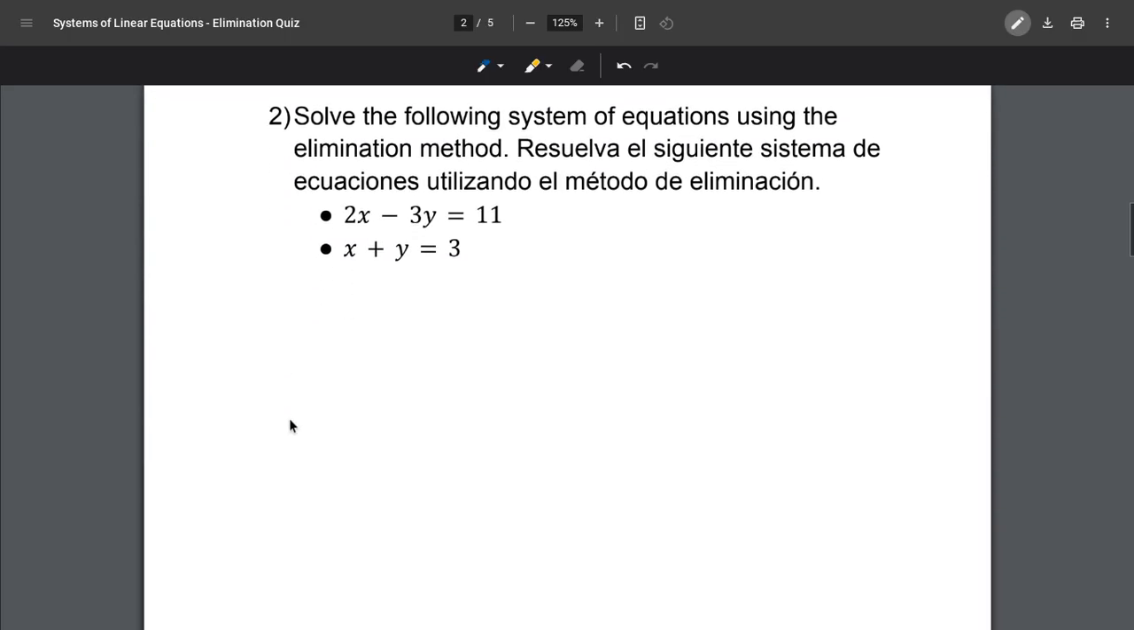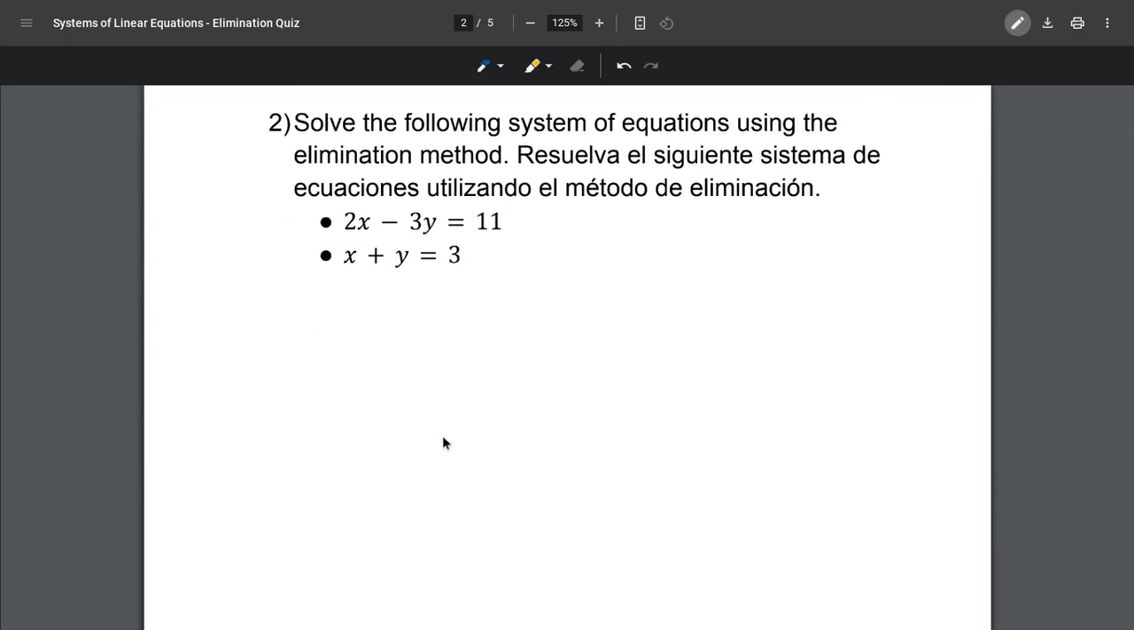All right, so we have another one. We're going to do elimination. I see I have a minus 3y here. I only have a plus y here, so I can multiply this bottom equation by 3. And I'll keep the top one the same. So the top one I'm going to write as 2x minus 3y equals 11.